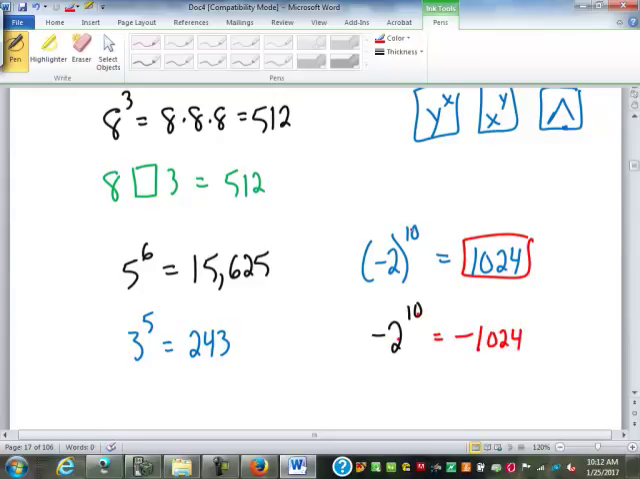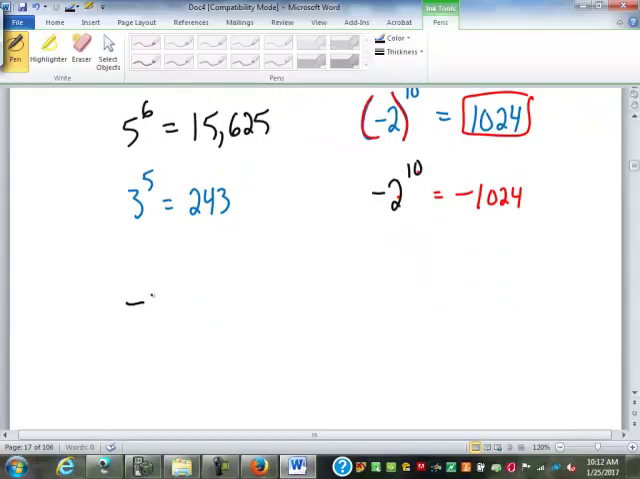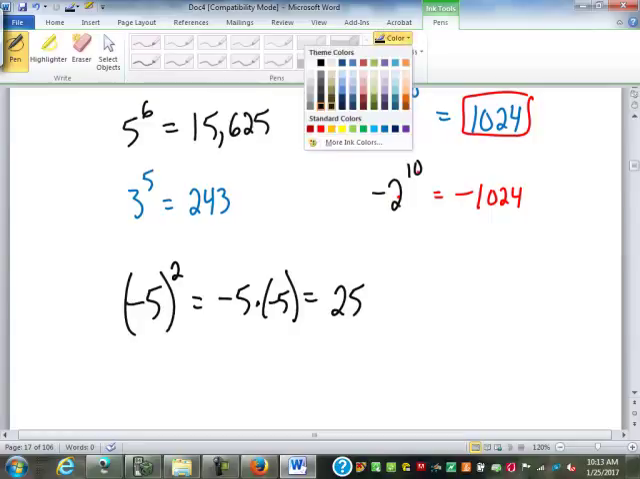So on many of your calculators, you actually have to put a negative number in parentheses to take it to a power. If I have, for example, negative 5 squared, that is negative 5 times negative 5. Well, we know that a negative times a negative must be positive. It better be positive 25. If you don't have those parentheses there, your calculator may try to tell you that's a negative 25. So be careful of that.